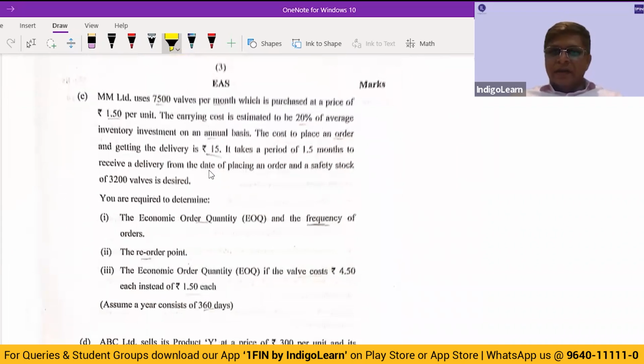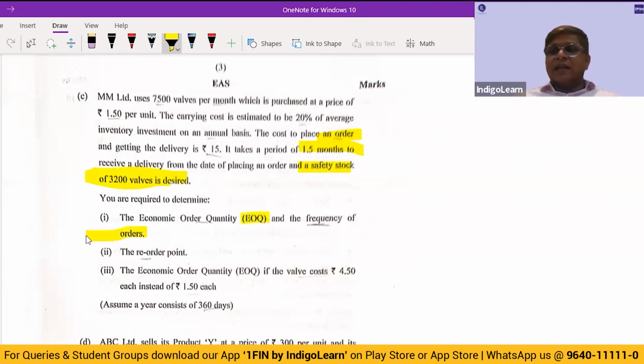MN Limited uses 7,000 valves per month, which is purchased at a price of rupees 1.50 per unit. They have given some carrying cost to be estimated at 20% of average inventory on annual basis. They have given the cost to place an order and getting the delivery. They have also given the normal time that it takes to get the delivery. And they are saying that you need to maintain a safety stock of 3,200 valves.